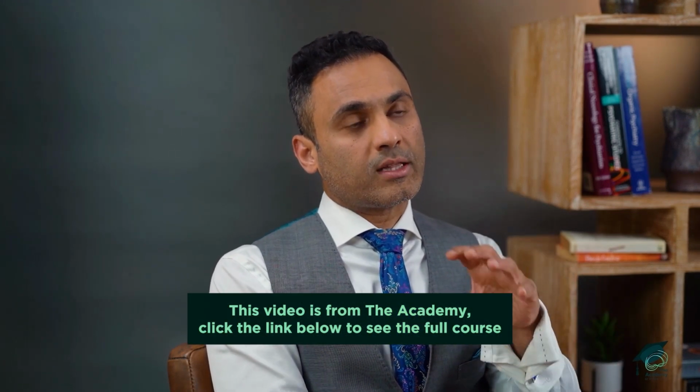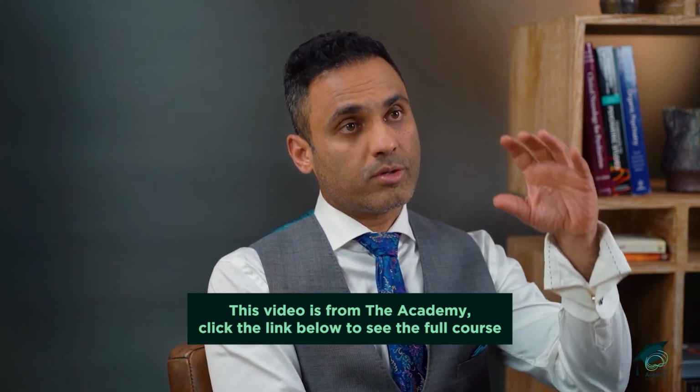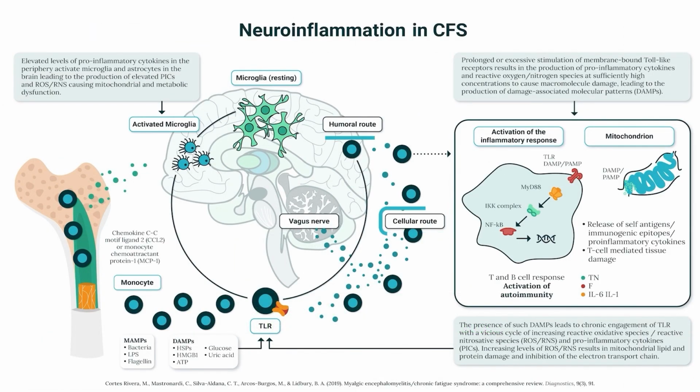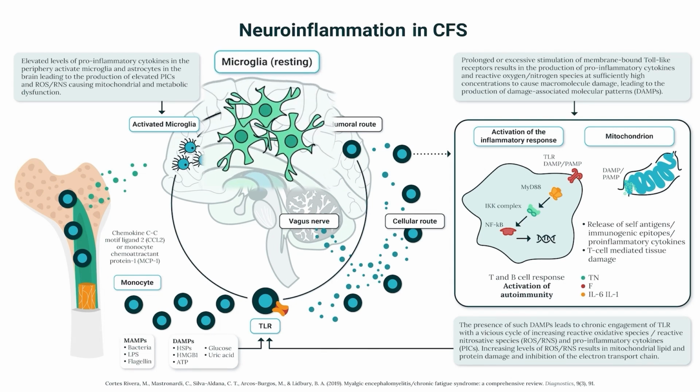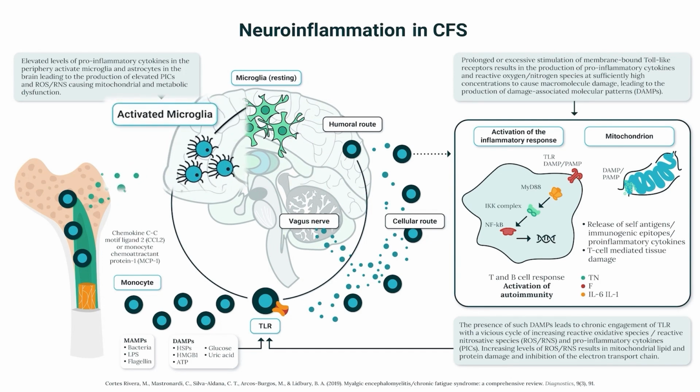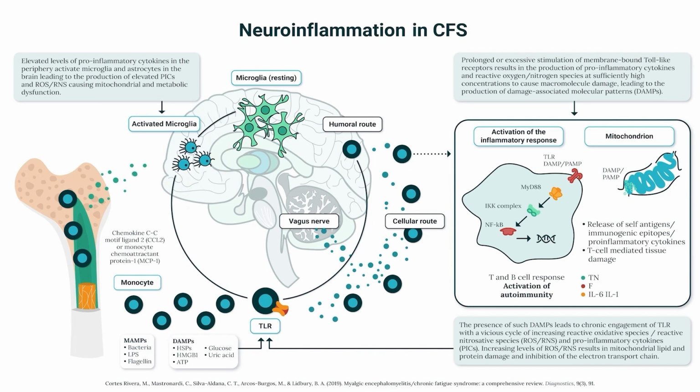So we know there is a link from the periphery to the brain. And this pathway, of course, involves both the cellular route and the humoral route, which is the antibody-mediated activation of brain tissue. Now, we know that the key immune cells in the brain are microglia. Usually, they're in the resting state. But once the immune system is activated in the brain, they become activated themselves. We know that these activated microglia will further mount an immune response and therefore set up a vicious cycle.